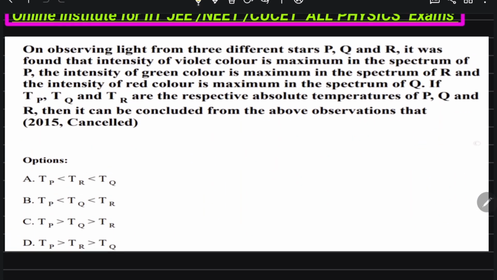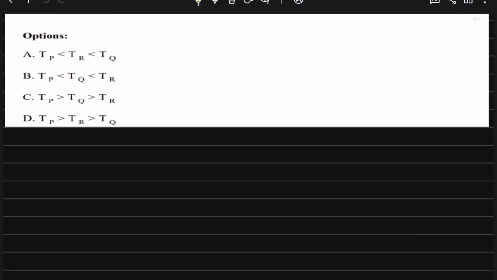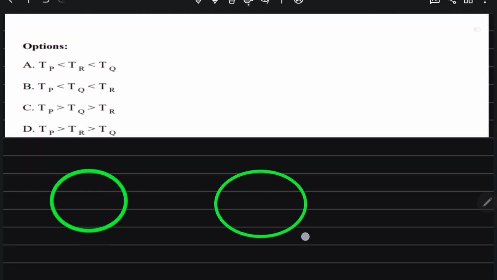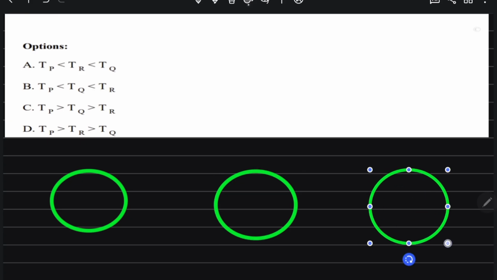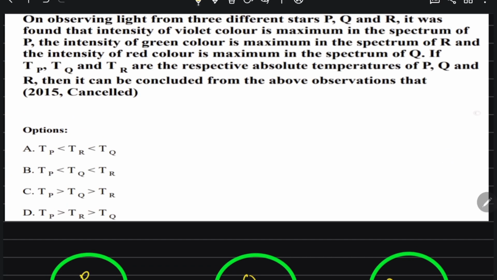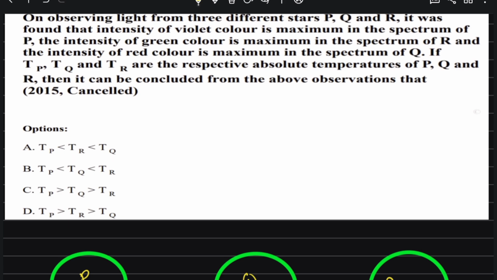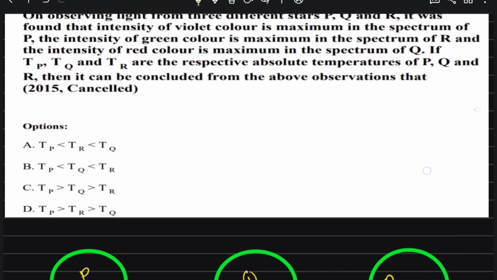This question says: now observing light from three different stars, P, Q, R. It was found that the intensity of violet color is maximum in the spectrum of P. The intensity of green color is maximum.